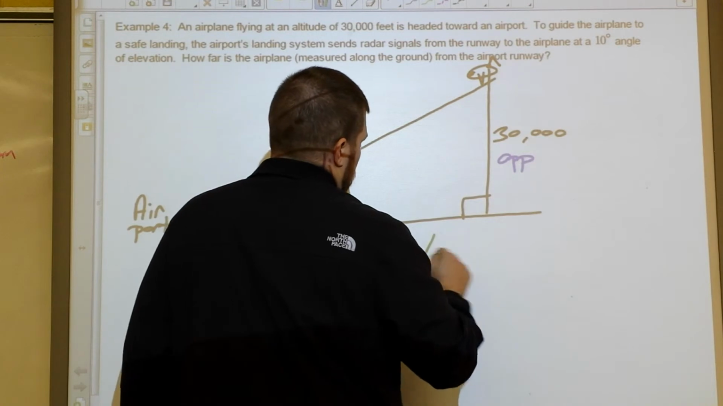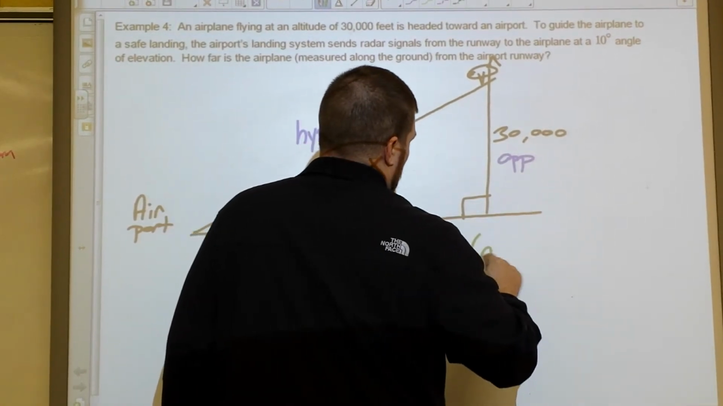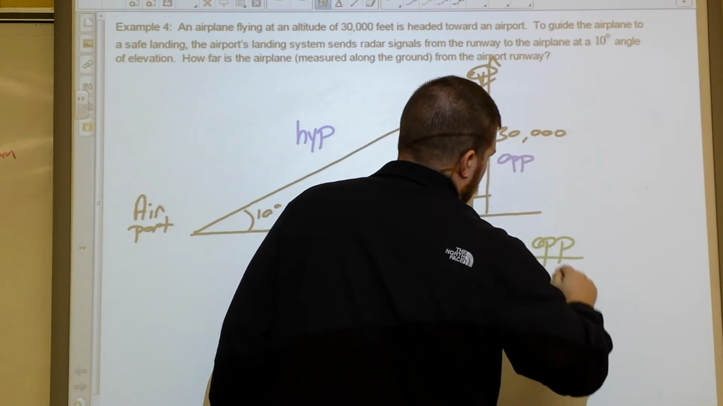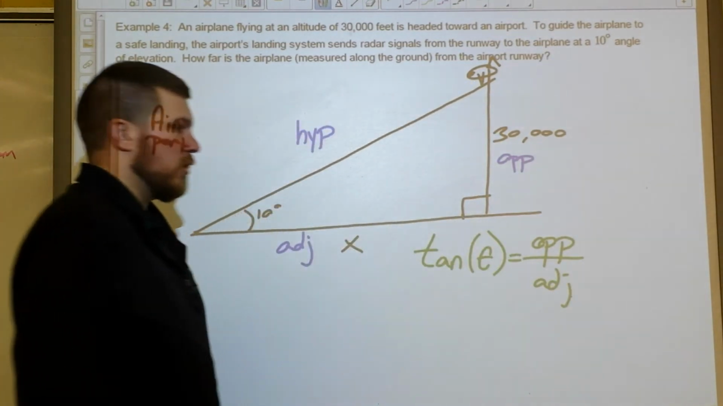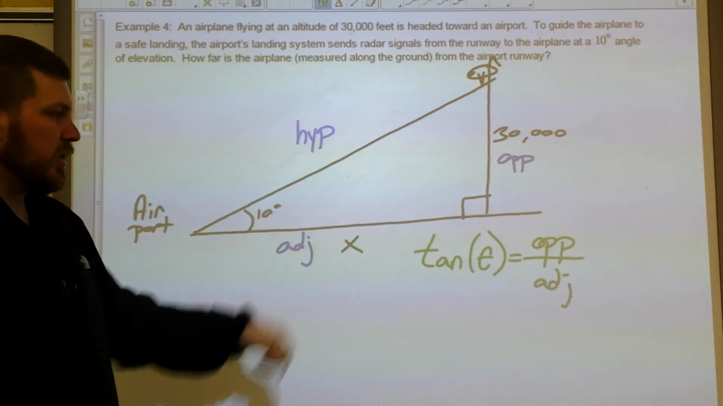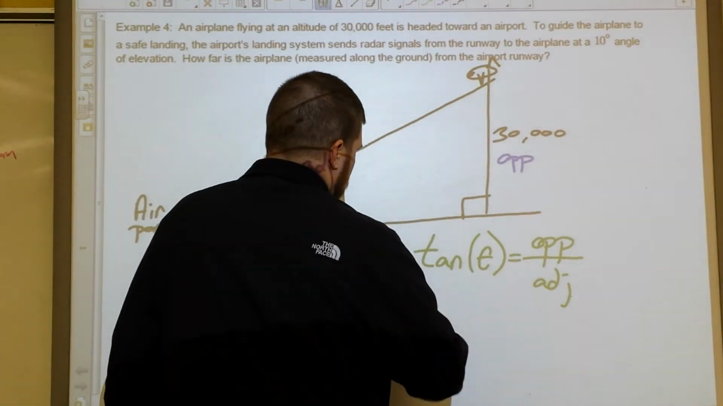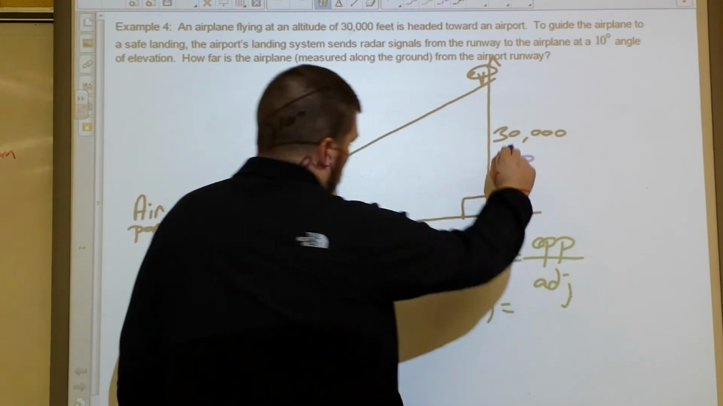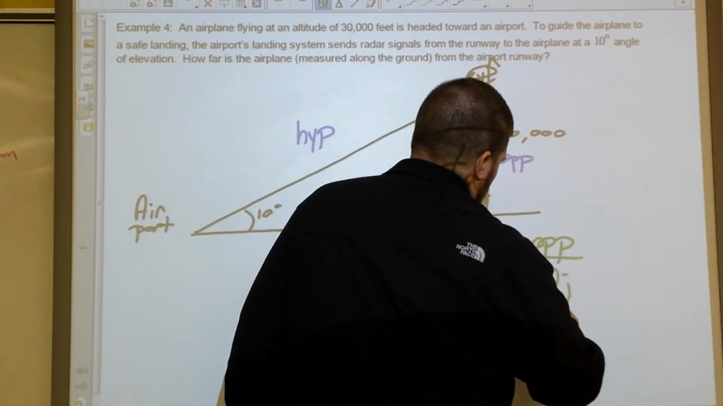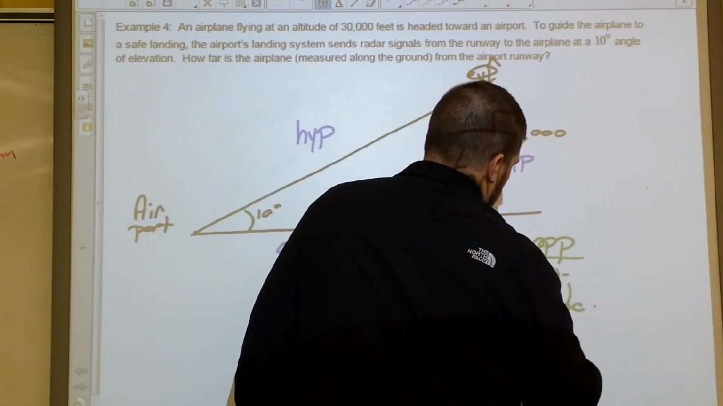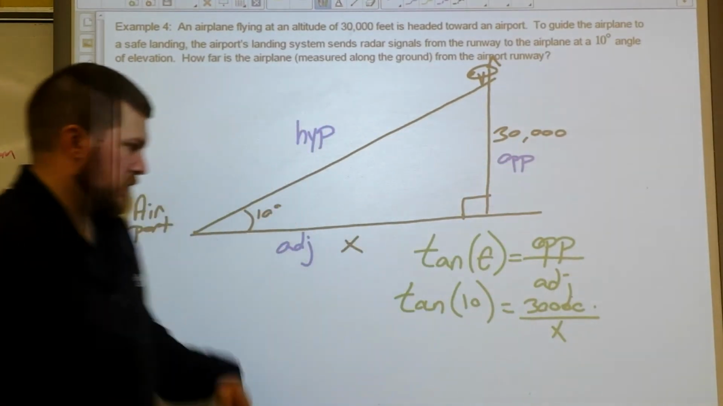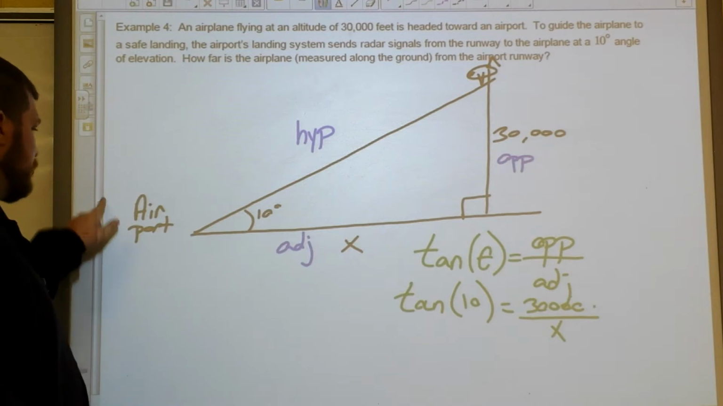So tangent of theta is the opposite over adjacent. I want to plug in what I know. I know the angle is 10 degrees. The opposite is 30,000. And the adjacent, I'm just going to call that x because that's the piece I'm trying to find.